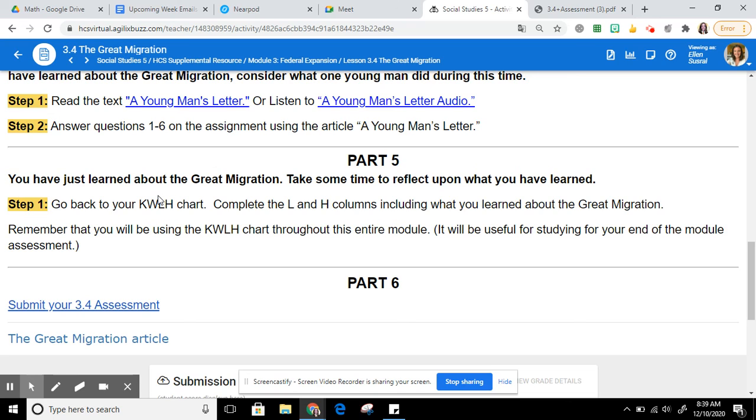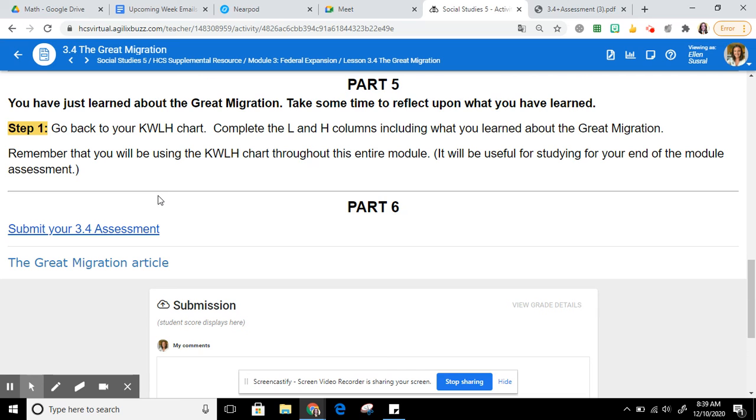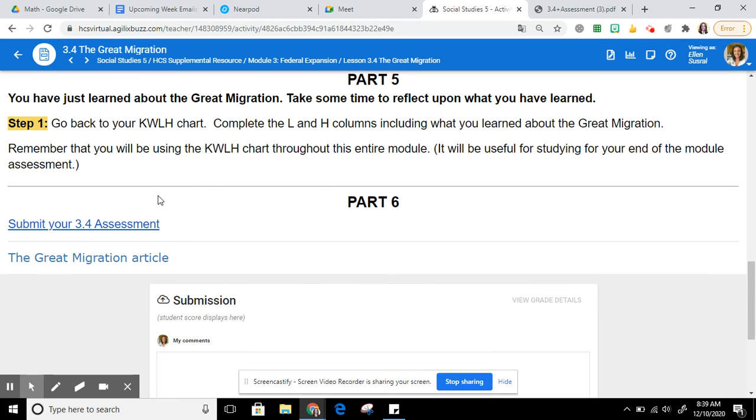So make sure that you're continuing to fill out that KWLH chart because at the end you are going to have to submit it. You do not have to submit it for this assignment. You'll submit it at the end of the module. So make sure that you continue to fill it out as you go through each lesson of the module.